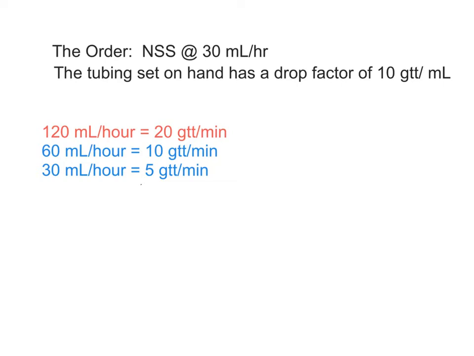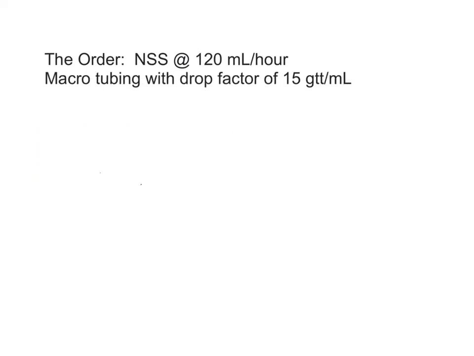So let's see if this works when we have a 15 drop set. Okay, so let's take a look at this problem. We're back to our original order of normal saline at 120 mLs per hour. Now we have macro tubing with a drop factor of 15 drops per ml. Well, let's see what we can do with that.